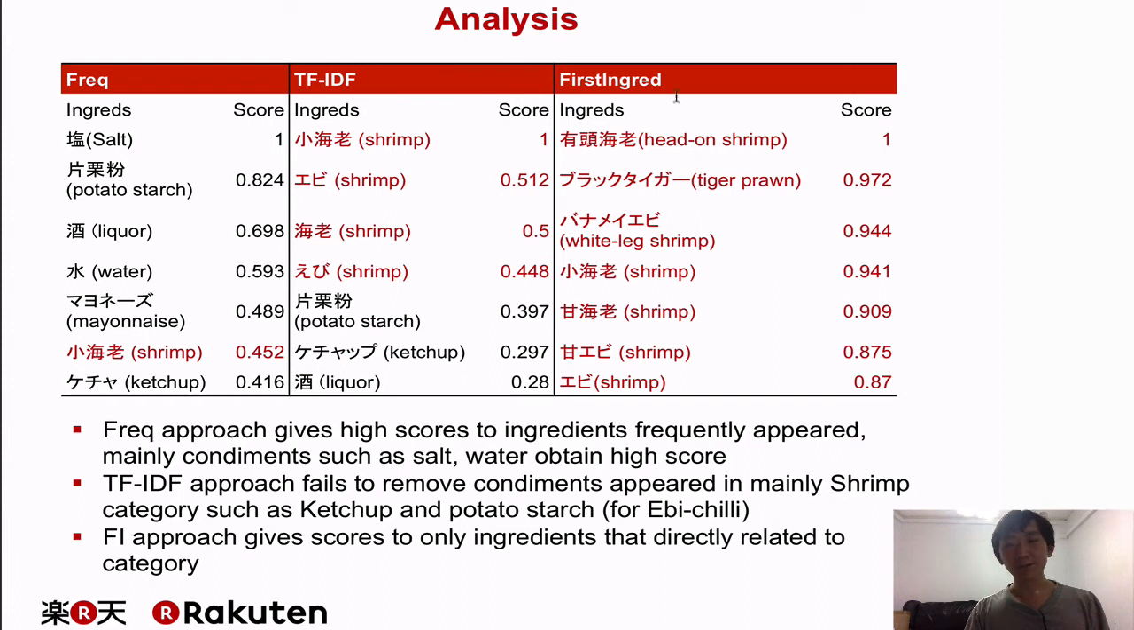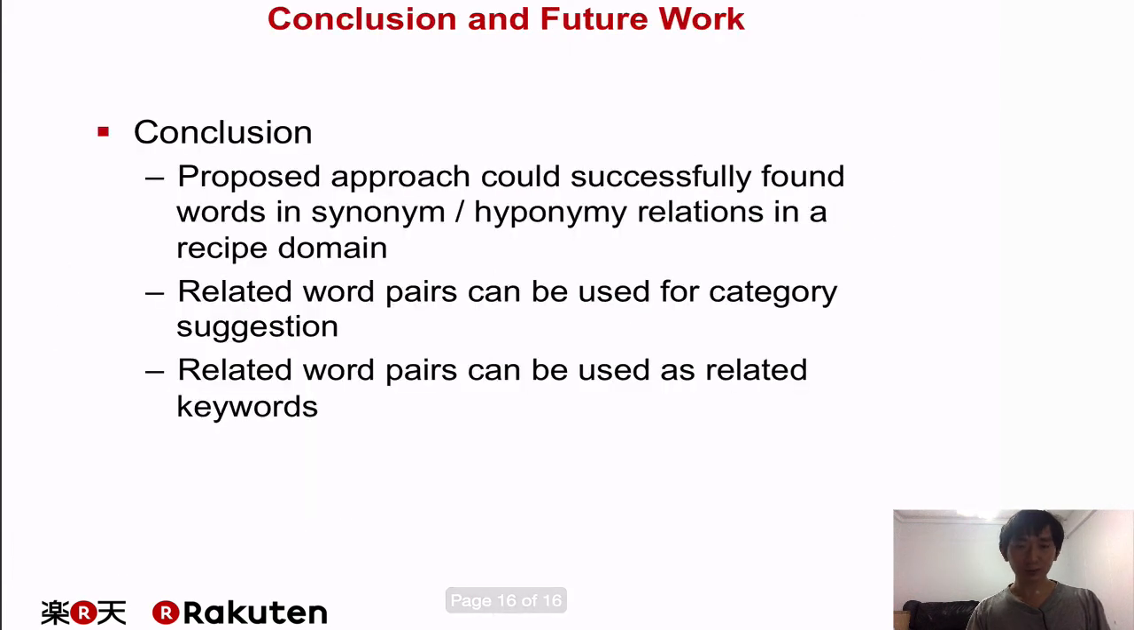And if that's what we want, the first ingredient method that the author proposed seems to work very well. Look at this. Everything is all prawn and shrimp related, and the score is very good. The scores are all quite close to each other. So imagine again, if a search engine uses the first ingredient method, it will give you everything that's related to your search. That's great. And this is what the conclusion is.